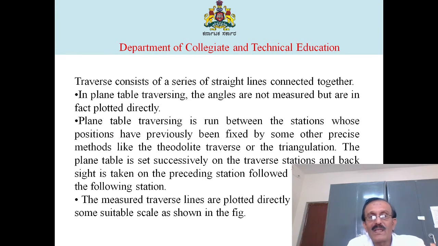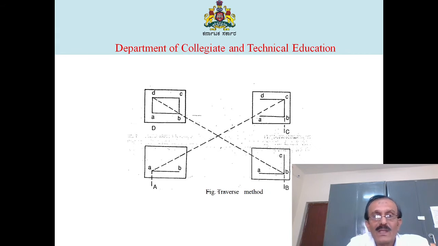The plane table traversing is run between stations whose positions have been previously plotted or fixed by some other precise methods like theodolite traverse or triangulation. The plane table is set successively on the traverse stations, and a backsight is taken on the preceding station followed by a foresight on the following station. The measured traverse lines are plotted directly on the paper to some suitable scale as shown in the figure.